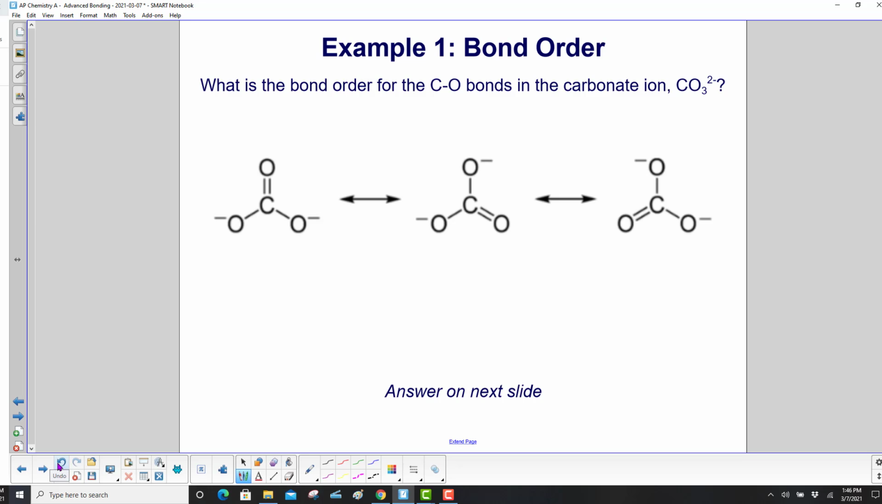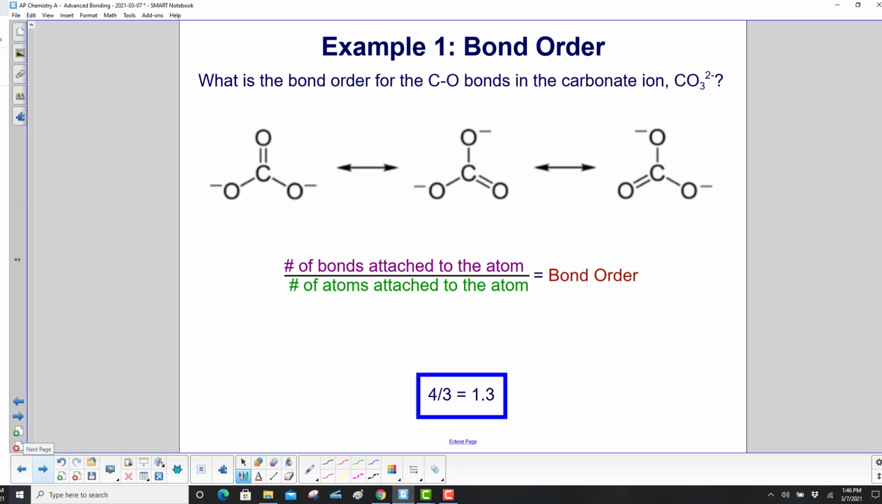Example 1. What is the bond order for the CO bonds in the carbonate ion CO3 2-? Answer on the next slide. Okay, so we're working with the central atom carbon. How many bonds are attached to carbon? 1, 2, 3, 4. So that's going to be our top number in the numerator. How many atoms? There's 3 oxygen atoms. 4 divided by 3, 1.3. We rounded it off from 1.333, etc.